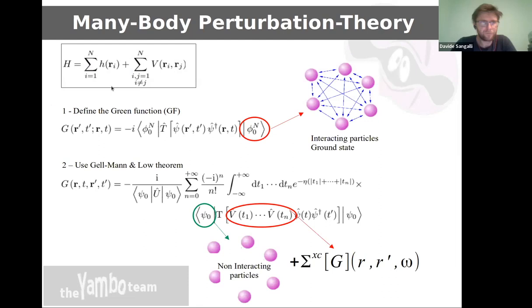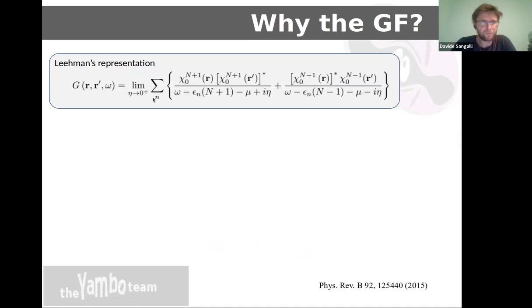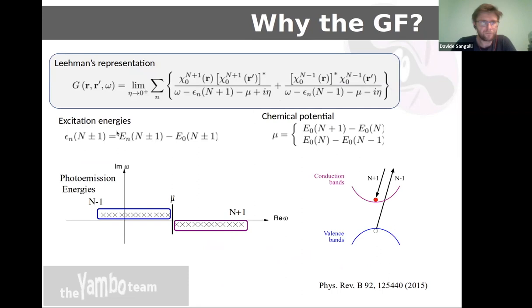Here it is a function of t and t prime, and in particular of t minus t prime if your system is time invariant. And then you can switch to a function of the frequency. And the Green function will have a number of poles. And these poles, which can be expressed in this way, an expression you find, for example, in the Bethe-Salpeter equation, can describe a photoemission experiment. So the poles of the Green function describe the band structure of the system. You have the removal and the addition energies.